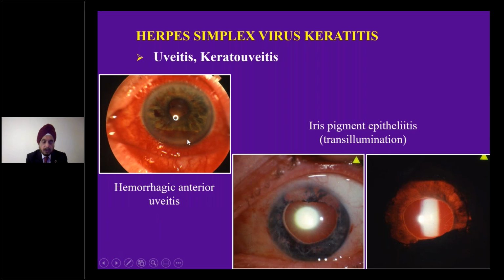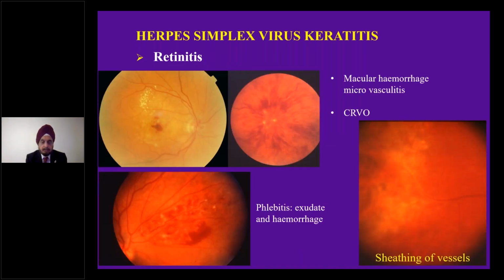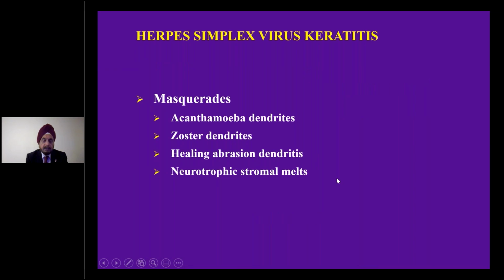You often get hemorrhagic keratouveitis. You get a hyphema, and then you get iris pigment epitheliitis. So the iris pigment epithelium drops off, and the iris becomes transilluminant. And these are examples of retinitis, which may manifest as vasculitis, as sheathing, as branch retinal vein occlusion, central retinal vein occlusion. You see this sheathing of the blood vessels, which is a sign of vasculitis.